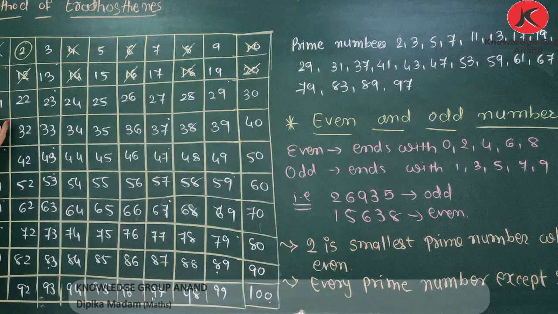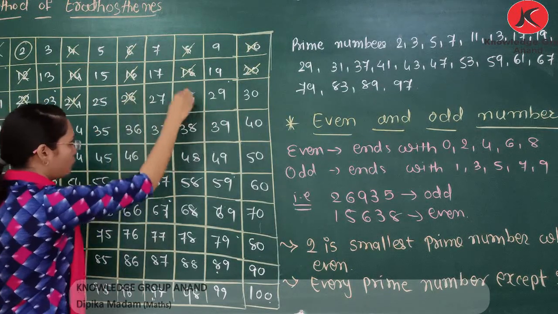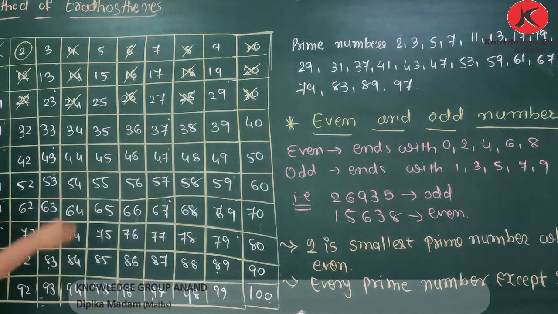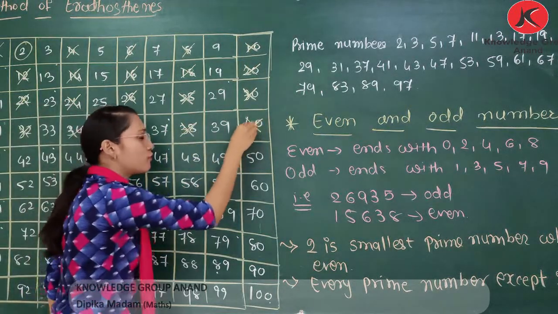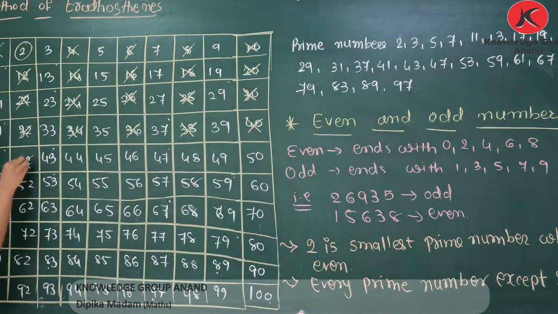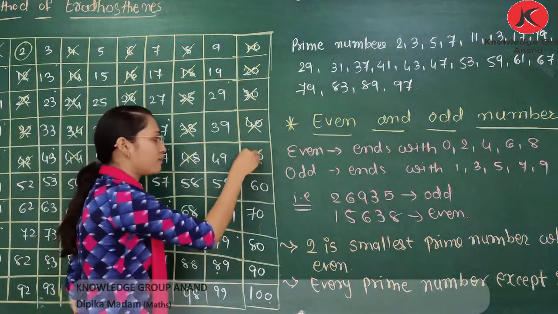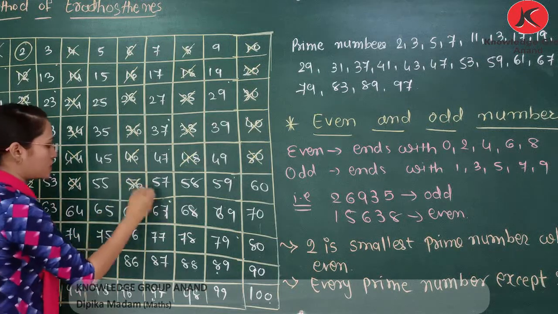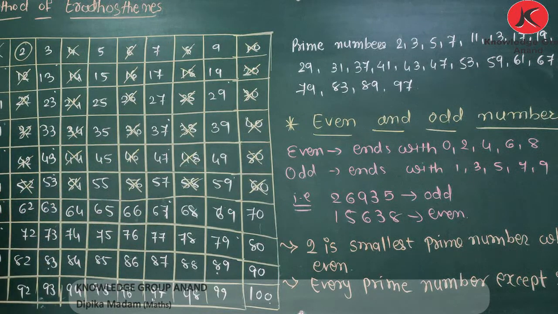21, it is not possible to have 21 in the table of 2, but 22 is there, 11 2s are 22. 12 2s are 24, 13 2s are 26, 14 2s are 28, and 15 2s are 30. Okay? We will move to the next row. 32, 34, 36, 38 and 40. Here 21 2s are 42, 22 2s are 44, 23 2s are 46, 24 2s are 48, and 25 2s are 50. Clear? 52, 54, 56, 58 and 60. Because these all are multiples of 2.